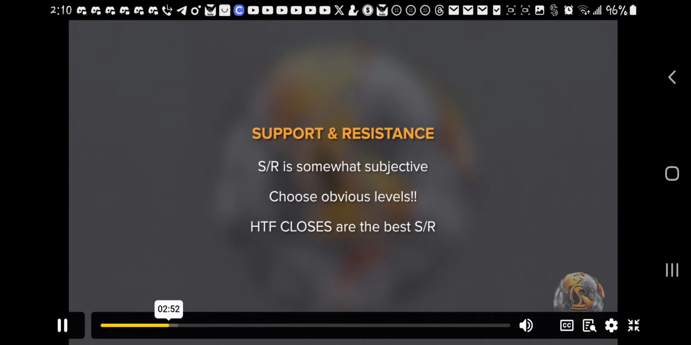High time frame closes are the best support resistance, and you should start from the top and move your way down. Then there's some rules within that in terms of your high time frame levels. If the close, so let's imagine it's on a monthly, if the close precedes a large move, meaning that the following candle has little or no wick, then expect it to be strong on the retest. Not all levels are created equal.